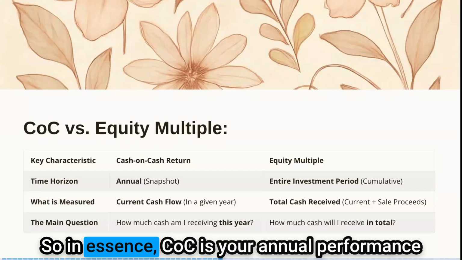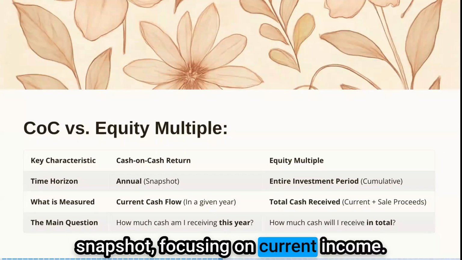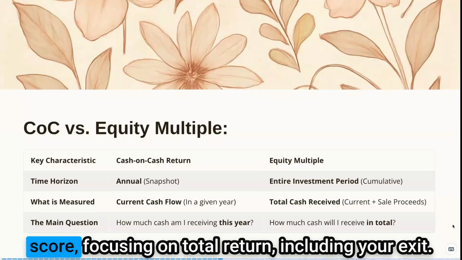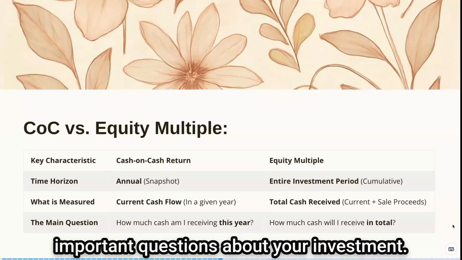So, in essence, cash-on-cash is your annual performance snapshot, focusing on current income. Equity multiple is your lifetime performance score, focusing on total return, including your exit. They answer two distinct but very important questions about your investment.